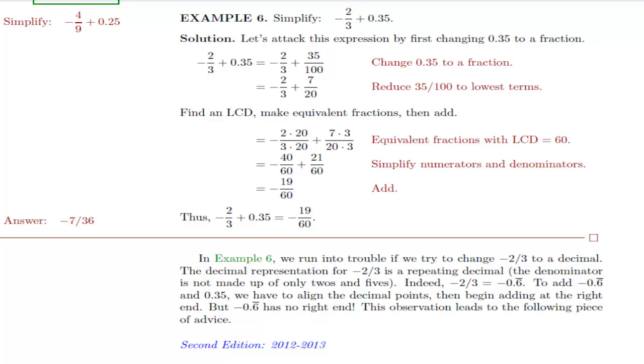The lowest common denominator for 3 and 20 is 60, so we'll multiply the first fraction by 20 over 20 to get equivalent fraction, negative 40 over 60, and then we'll multiply the second fraction by 3 over 3 to get an equivalent fraction with the denominator 60, which is 21 over 60. Now that we have negative 40 over 60 plus 21 over 60, and like denominators, we can combine our numerators. Negative 40 plus 21 equals a negative 19, so the result is negative 19 over 60. Thus, negative 2 over 3 plus 35 hundredths equals negative 19 over 60.